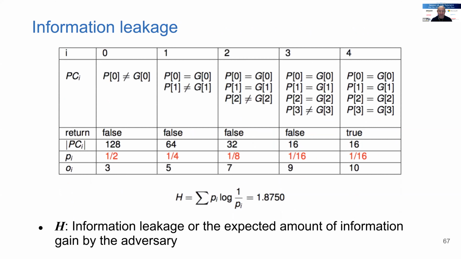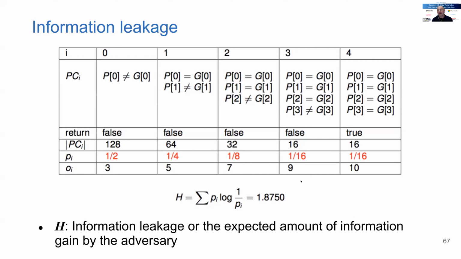And if I do that for this program, using these probabilities and the fact that there are 5 observables, I get a leakage of 1.87 bits. So that is the information leakage from this program through the timing side channel. So you may say, well, what does that mean? 1.87 bits.